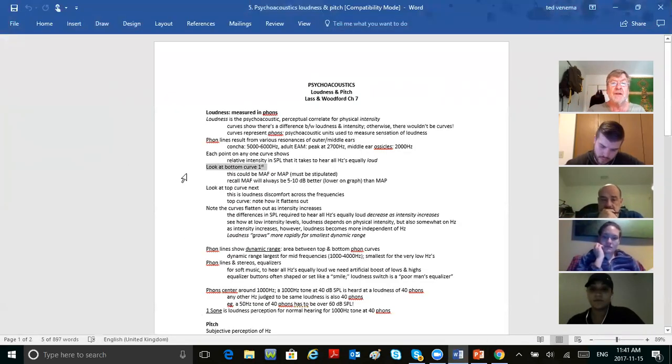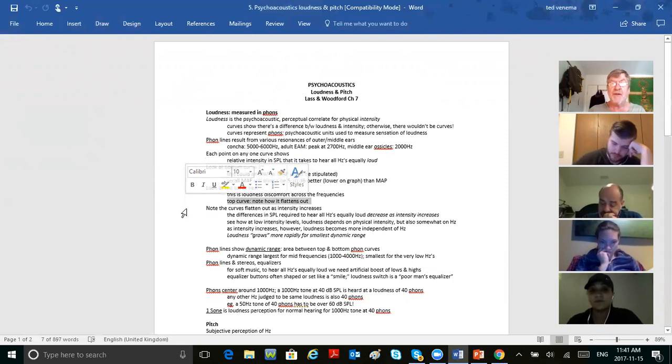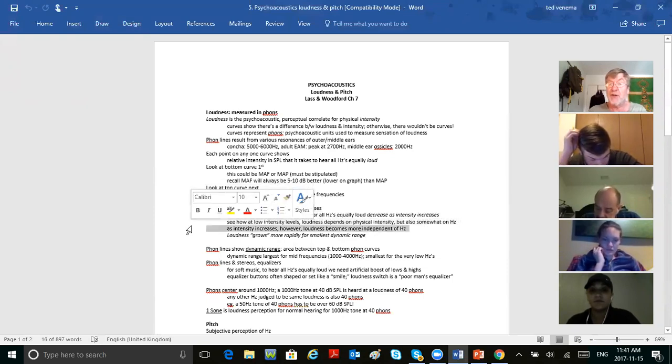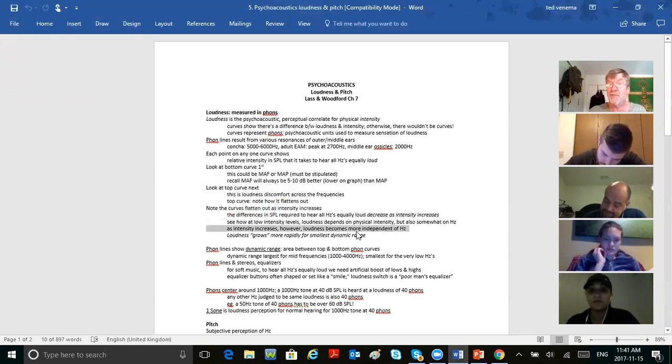All right. Look at the top curve next. This is loudness discomfort across the frequency. Top curve, notice how it flattens out. Note the curves flatten out as the intensity increases. The differences in dB SPL required to hear all frequencies equally loud decrease as intensity increases. See how at low intensity levels, loudness depends on physical intensity, but also frequency. As intensity increases, however, loudness seems to become more independent of frequency.